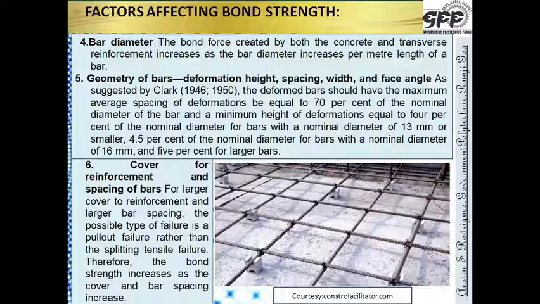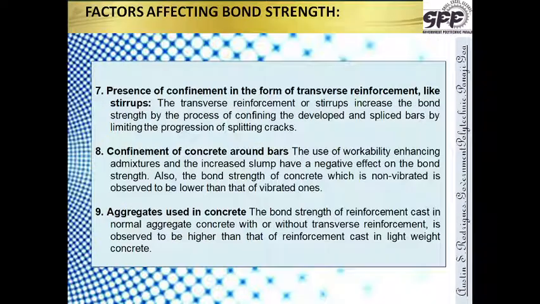Now one important property which everyone has to remember is the cover for reinforcement and spacing of bars. For larger cover to reinforcement and larger bar spacing, the possible type of failure is pull-out failure, which we always desire, rather than the splitting failure. Therefore, the bond strength increases as the cover and the bar spacing increase. Please remember, the bond strength increases because we are taking the bar up to its yield strength. So that's why the bond strength increases with increased cover and bar spacing.